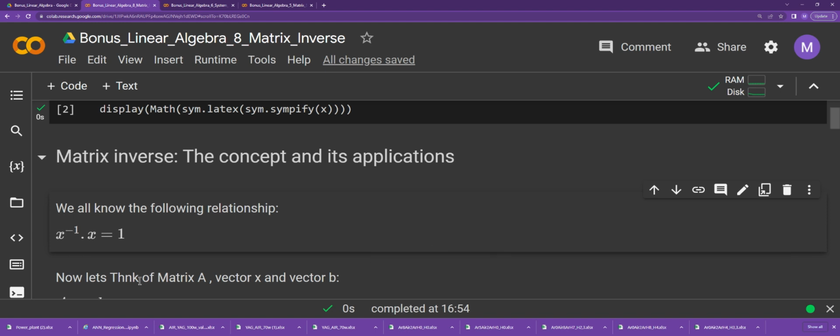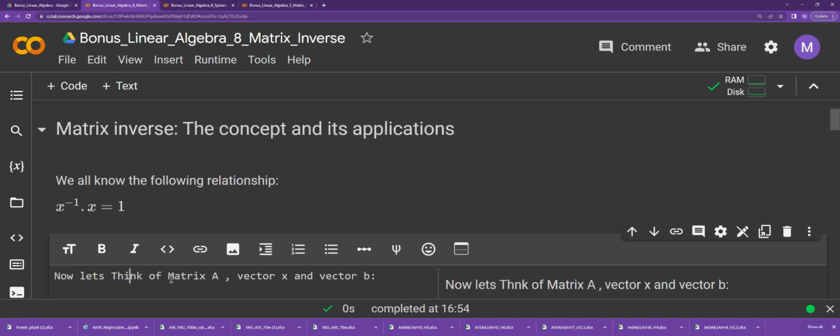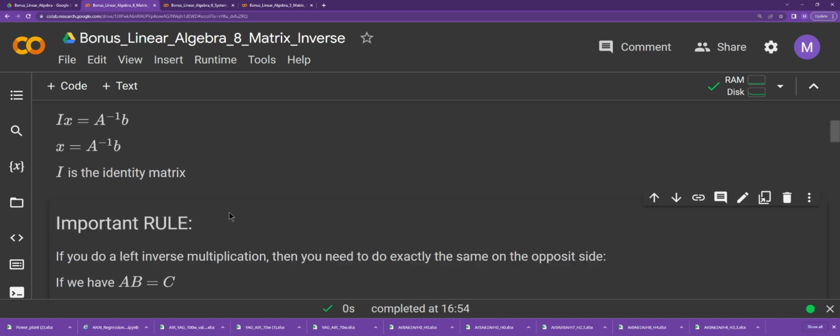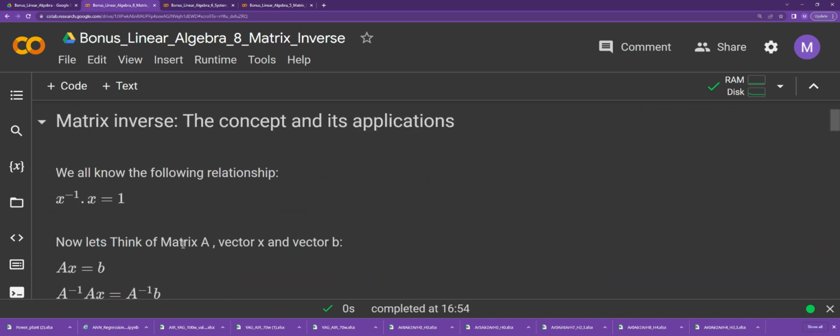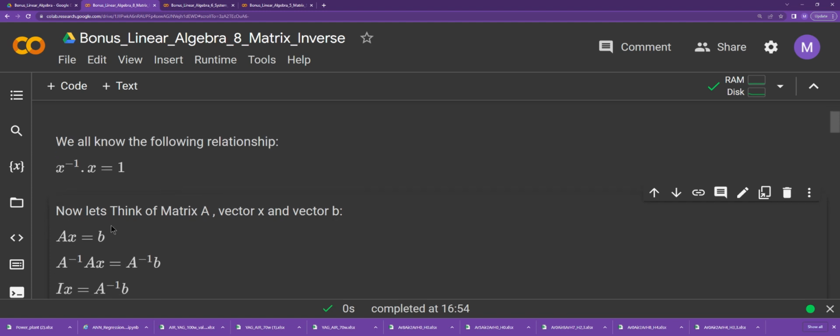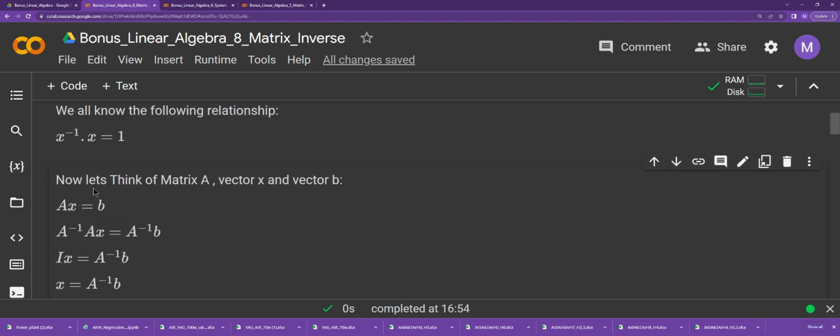Now, we can think of a matrix A, a vector X and a vector B, because the inverse of a matrix is very similar to this concept, but there are some differences that you need to make sure you pay attention to. So just to elaborate, if you have matrix A multiplied by some scalar giving you B, another scalar.